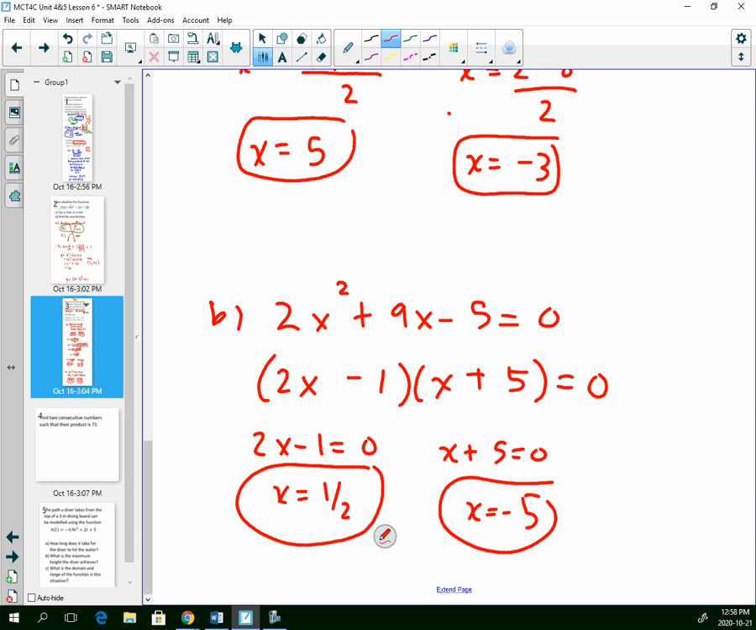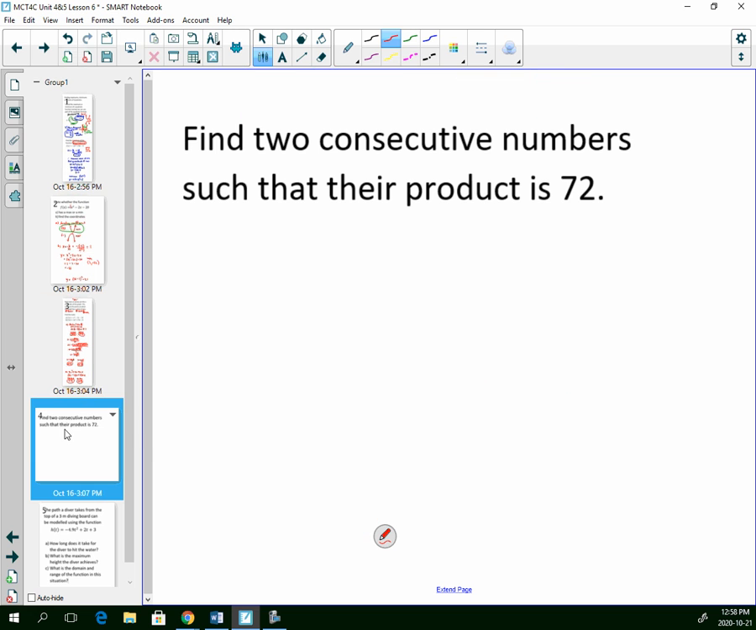And you can also use the quadratic formula. If you don't know how to factor it, you can always use the quadratic formula and get the same result. Okay, let's see if there's any questions here. Okay. So once you have reviewed the process of finding the roots and also finding the vertex or the maximum minimum, then you're going to get some word problems and some applications.